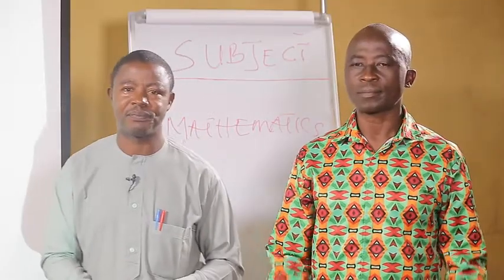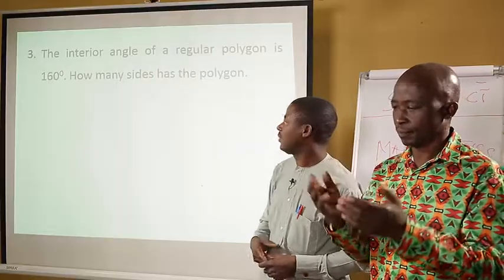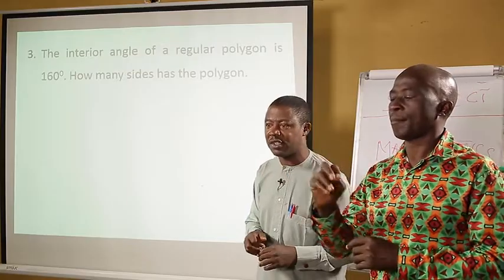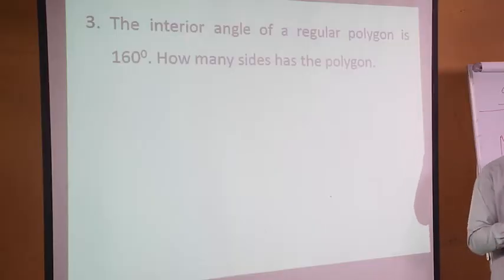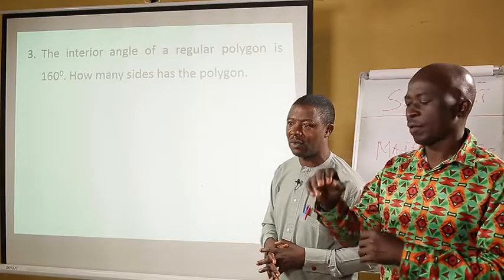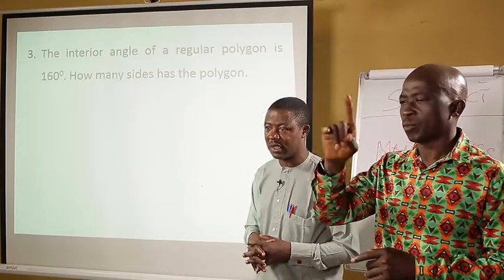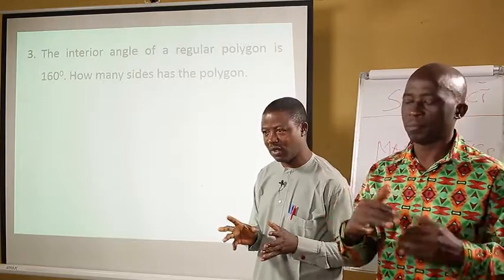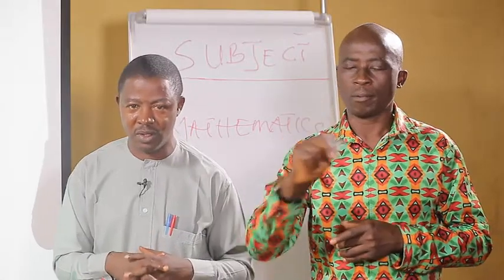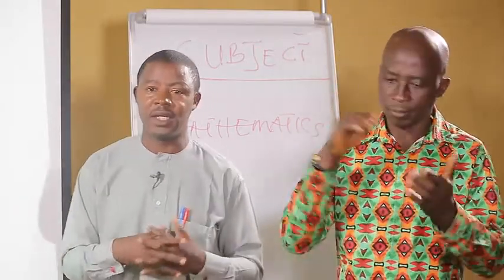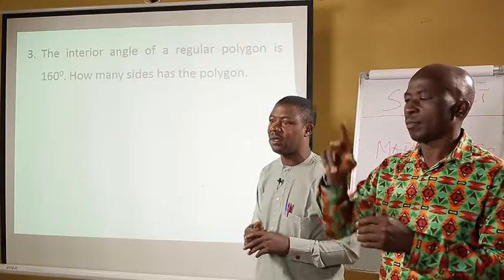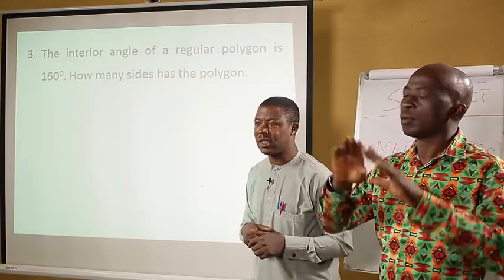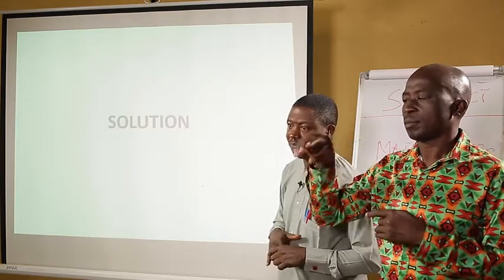Example 3. The question says, the interior angle of a regular polygon is 160 degrees. The question is, how many sides has the polygon? Question again, the interior angle of a regular polygon is 160 degrees. How many sides has the polygon? Solution.